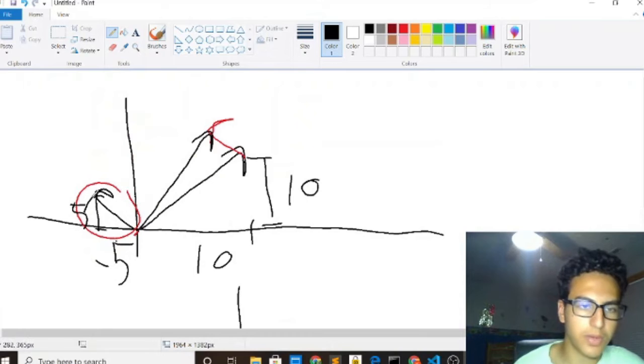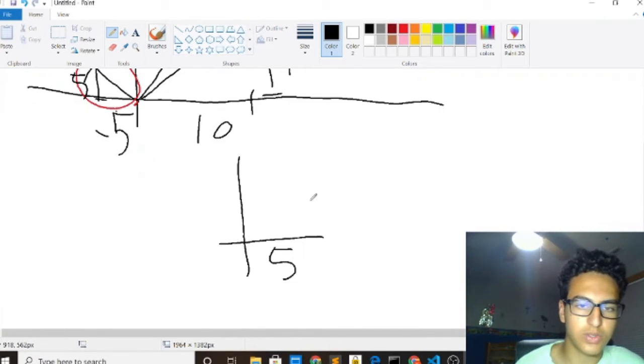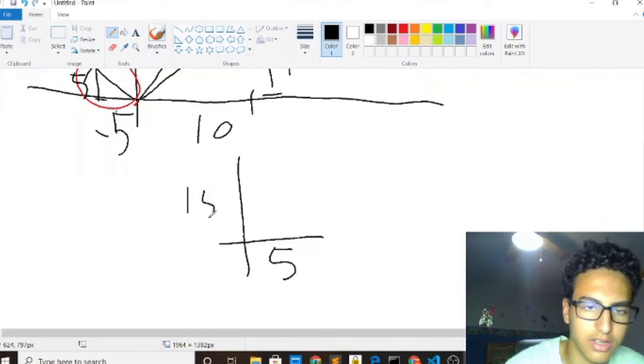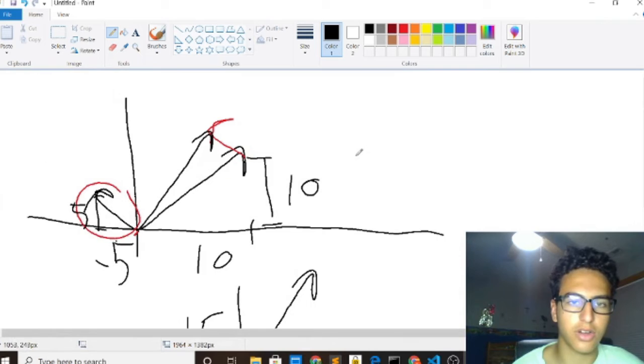Alright, and what do we have here? We add the y components. This is 5 and this is 10, so the y component is 15. So we add the x and the y components and we get a new vector, which is called the resultant vector of this addition. Okay?